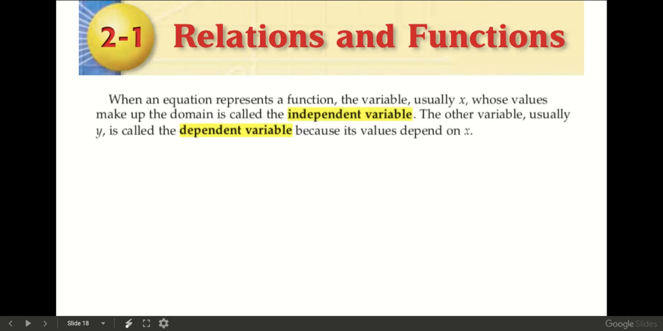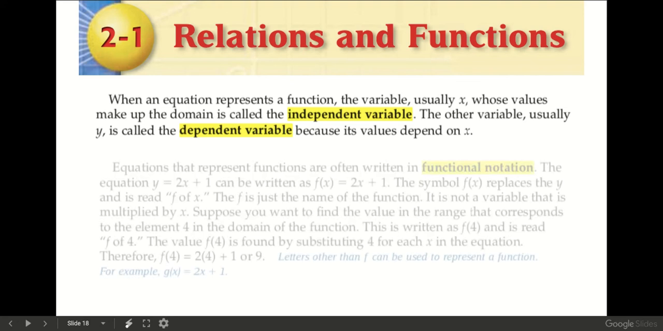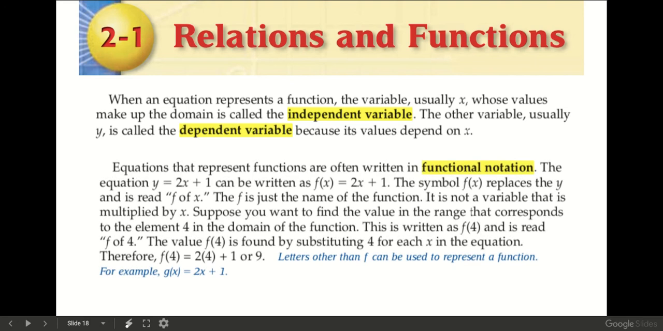All right, so when an equation represents a function, the variable, usually x, whose value makes up the domain, is called the independent variable. The other variable, usually y, is called the dependent variable because its value depends on x. So equations that represent functions are written in functional notation, and our textbook calls it functional notation, but a lot of times you'll just see it as function notation.